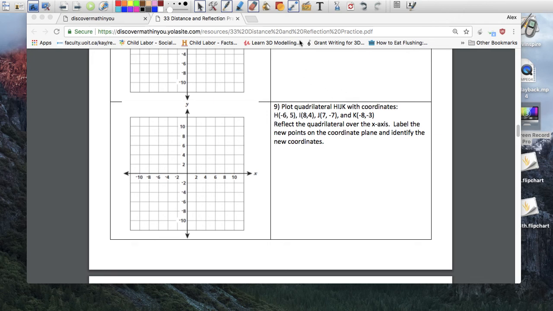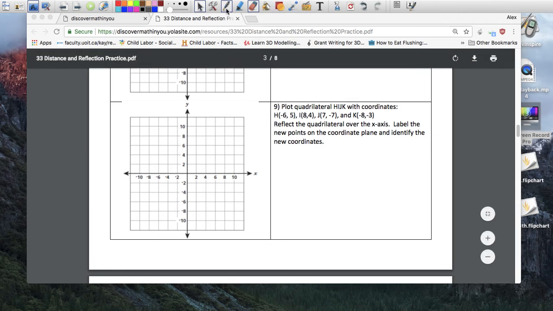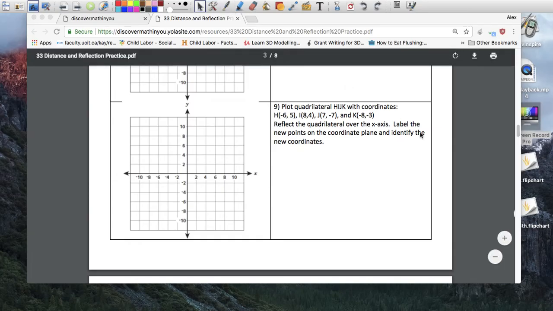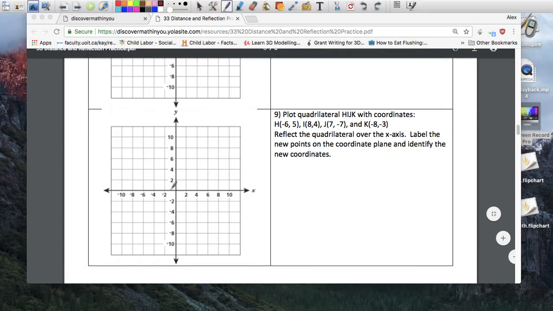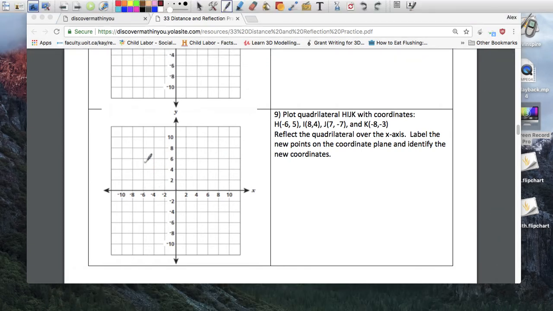9, we're plotting this quadrilateral, and we're reflecting over the x-axis, so I should have made this bigger. There. It's negative 6 and 5, negative 6 and positive 5, so we're going to go up here. It's between 4 and 6, so that's H. I, 8 and 4. That's point I. J, 7, negative 7, 7 over, 7 down. And K, it's negative 8 and negative 3. So it's going to be about here.